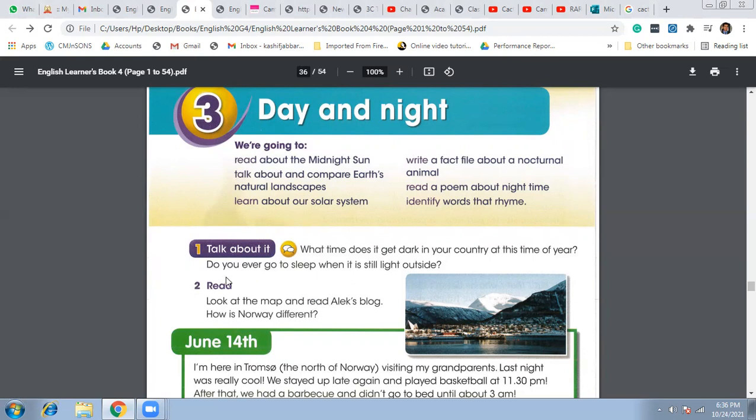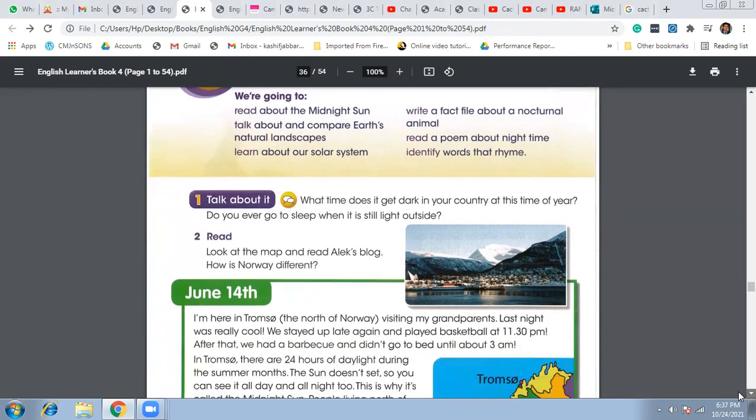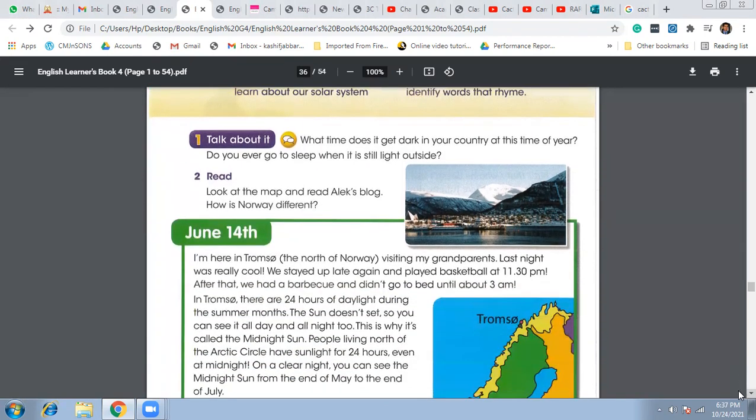And then I asked you a question: do you ever go to sleep when it is still light outside? Usually we do not sleep when there's light outside. At that time, we wake up. So we sleep at night time, right? So let's look at the map and read Alex's blog.